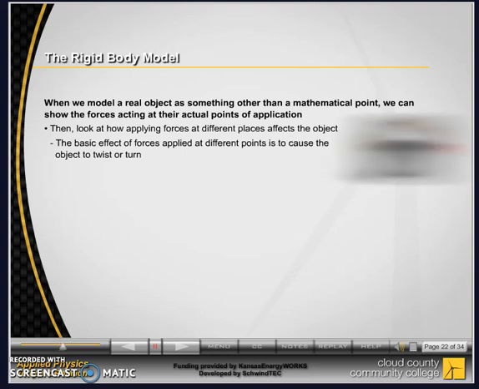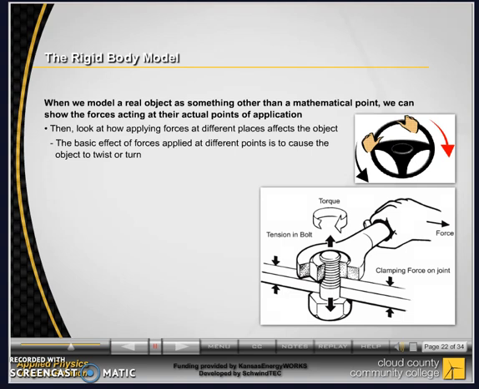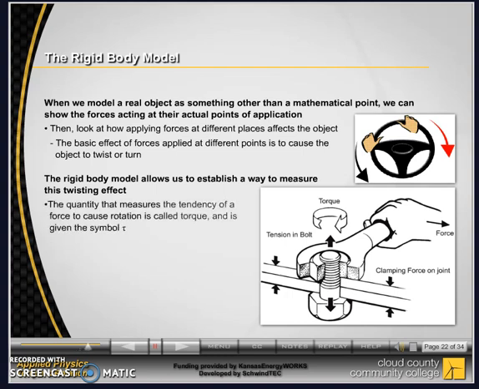Think about how your hands on a steering wheel cause the wheel to turn, or how a hand on a wrench can tighten a nut on a bolt. Using the rigid body model allows us to establish a way to measure this twisting effect. The quantity that measures the tendency of a force to cause rotation is called torque, and is given the symbol tau.